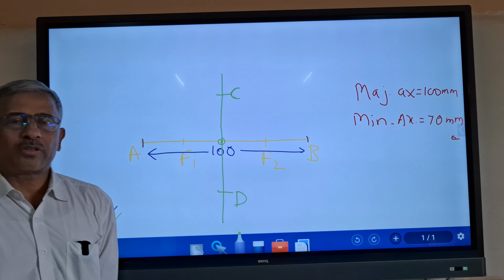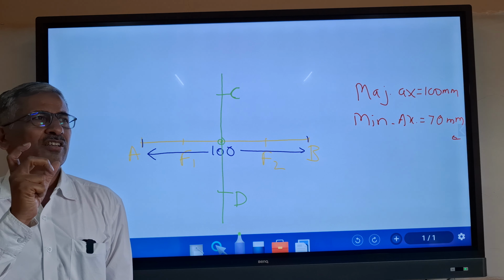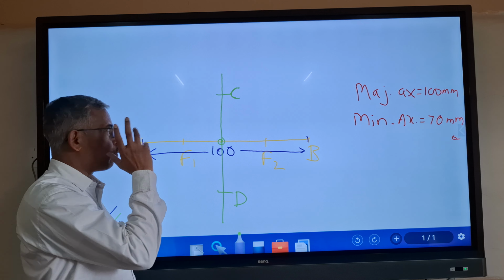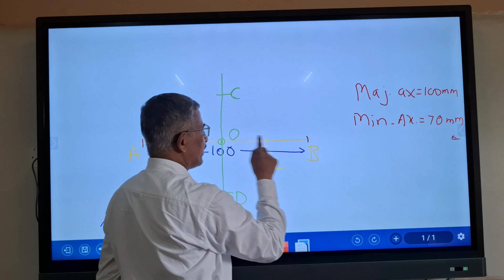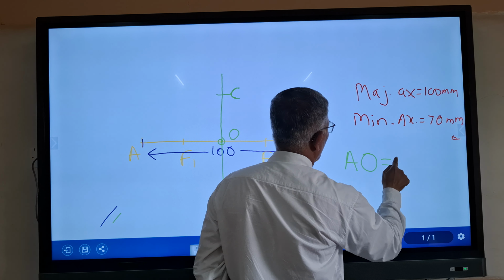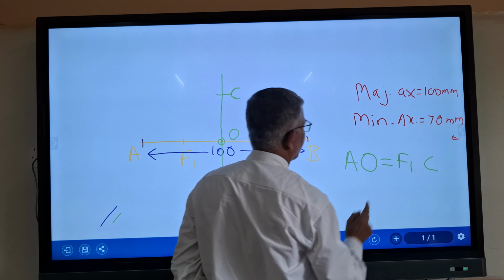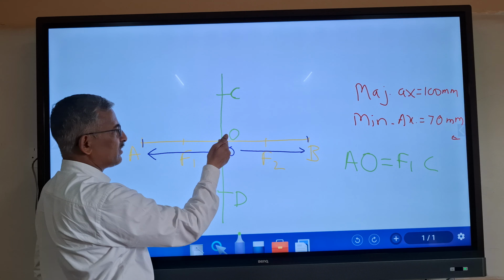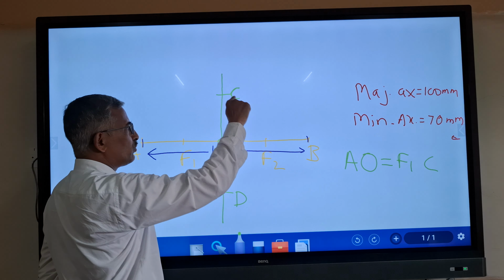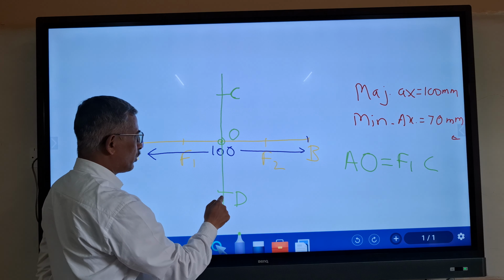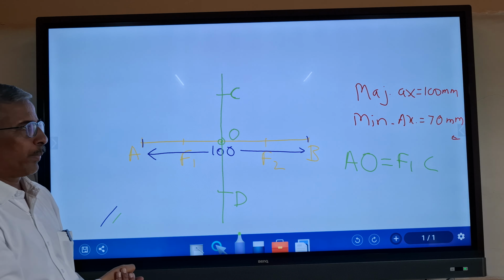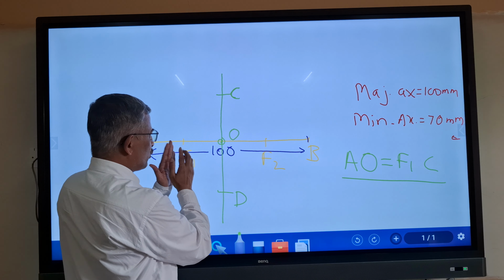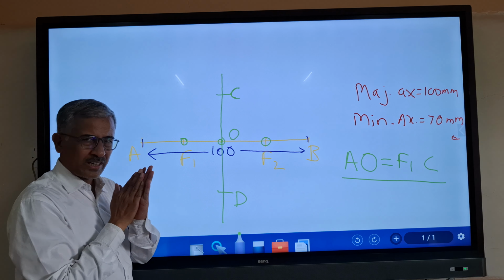So here in ellipse, a relation is there which you need to remember permanently. And what is that relation? Let the center point be point O, then distance AO is always equal to F1C. So AO is equal to obviously OB, and F1C is equal to CF2 equal to F2D equal to F1D. All these distances are same. So you have to remember this relation, AO is equal to F1C. You don't know the position of F1 and F2 previously, that we need to find.